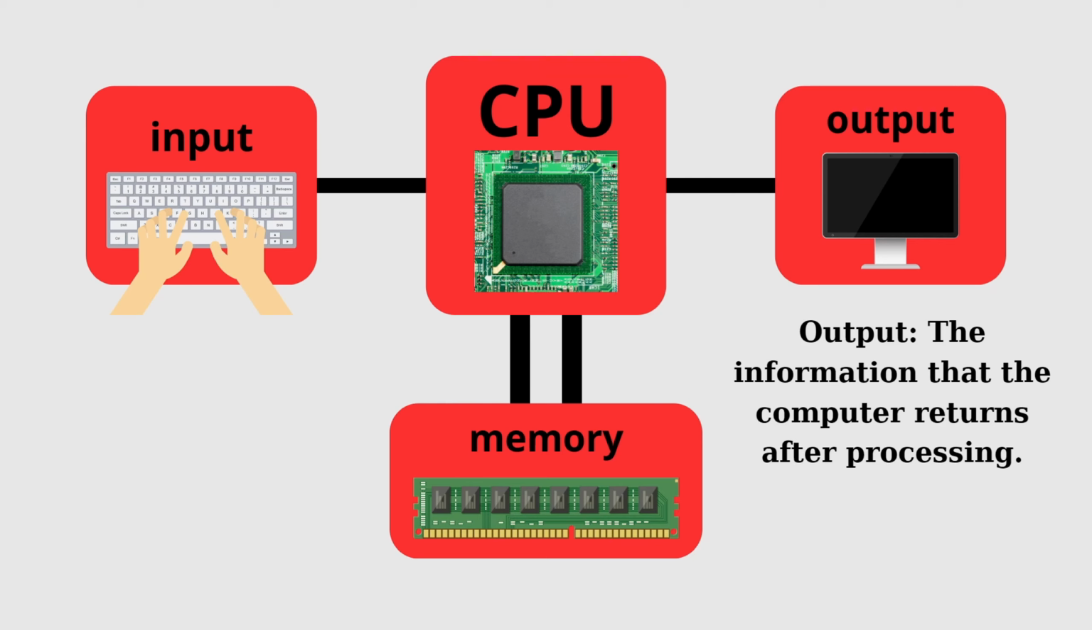Once the CPU processes data and sends out instructions on how to handle it, output is produced. We can think of output as the computer fulfilling the command we gave it through an output device.